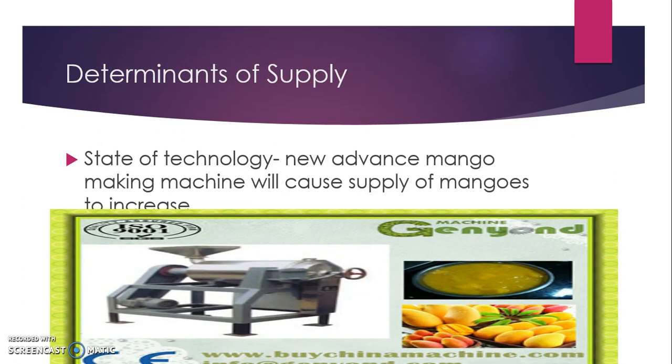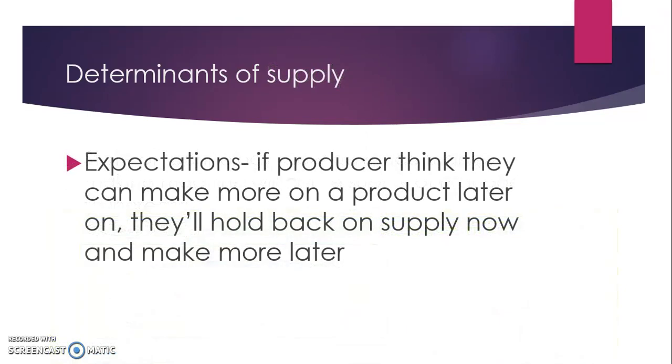State of technology. If, for instance, there's a new advanced mango making machine, like the illustration here in China by ChinaMachine.com, then of course the supply of mangoes will increase, because now you can produce more at probably a cheaper price.